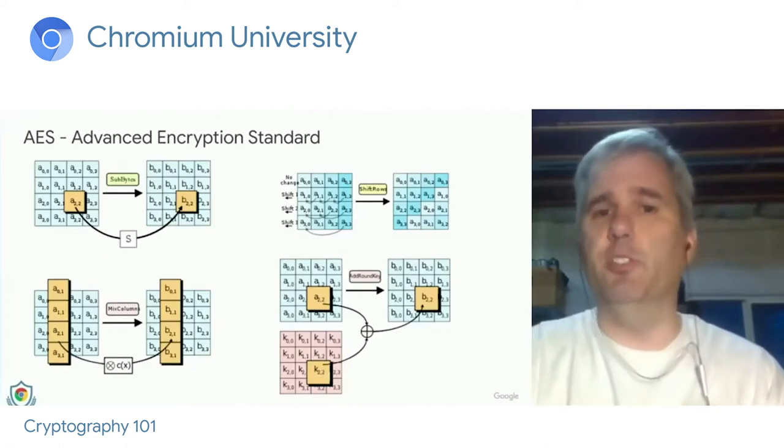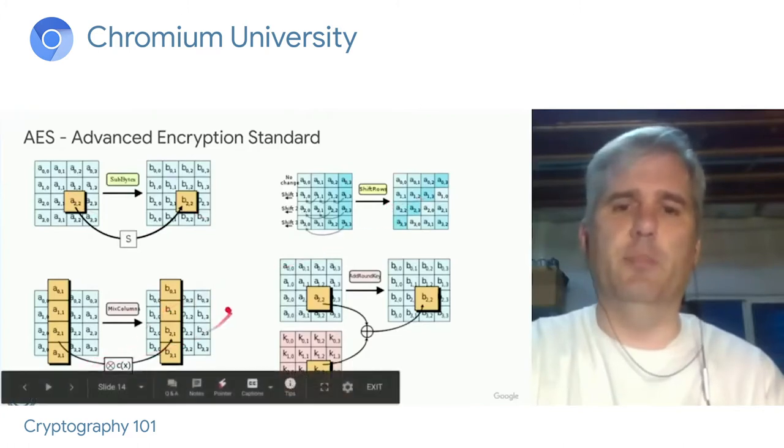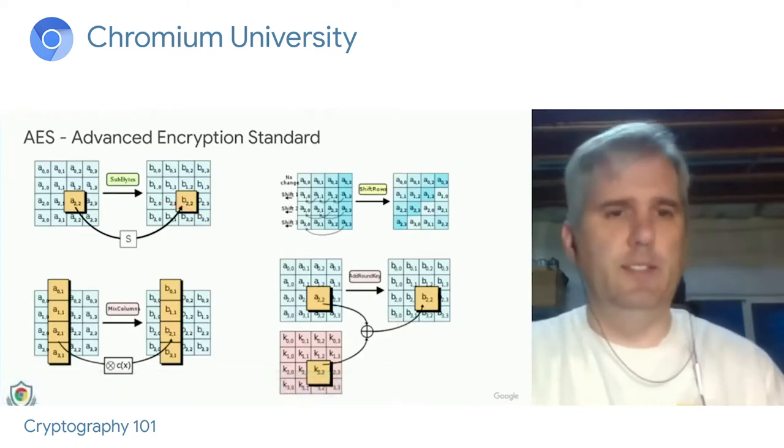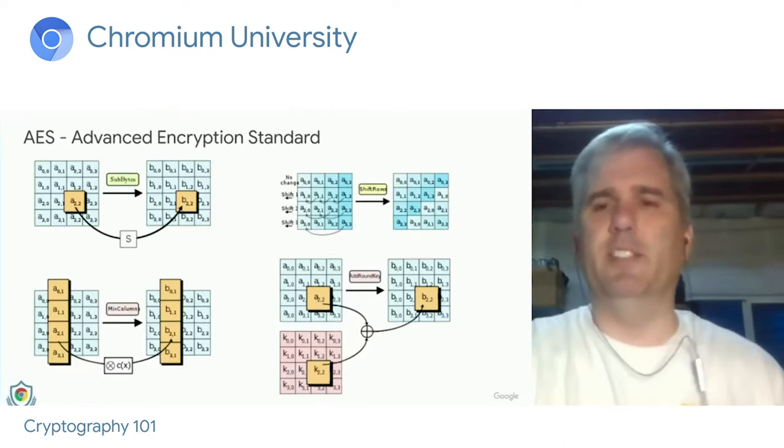It uses a substitution permutation network. And this is just the very high level. There's some substitution of bytes, shifting things around, permuting them, doing some multiplication, and adding round keys in there. And that gets repeated 10, 12, or 14 times, depending on key length.